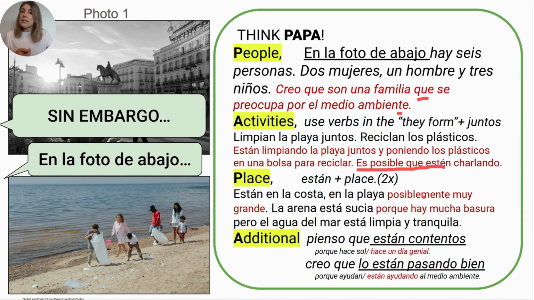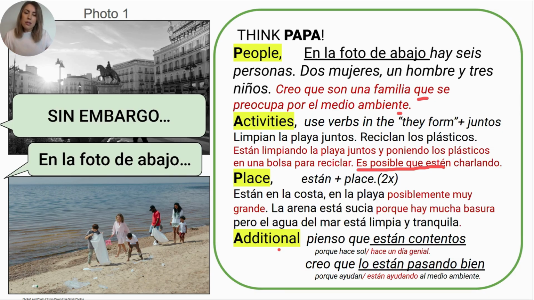Now, I have added some more for higher. Again, thinking, imagining, okay, inferring from the picture. Están en la playa posiblemente muy grande. Okay, it can be a very long beach. La arena está sucia porque hay mucha basura. So the sand is dirty because there's a lot of rubbish, and therefore using a wider variety of language.